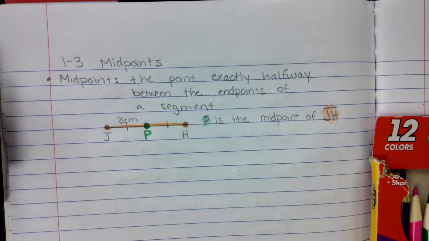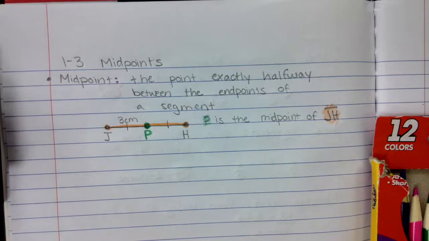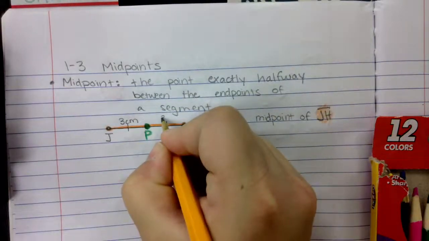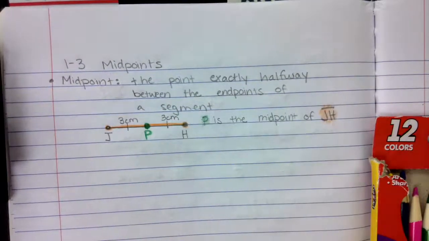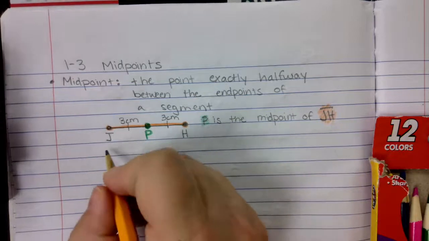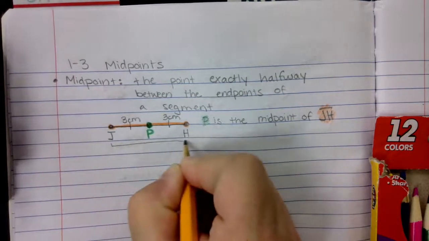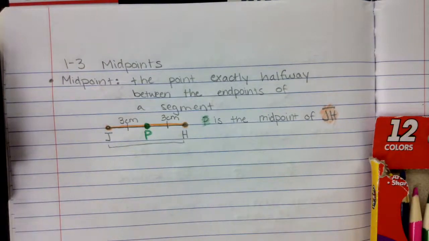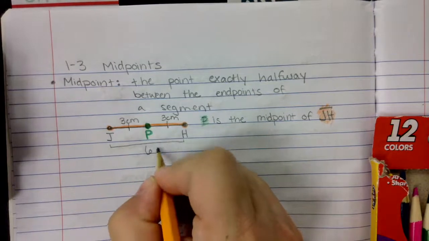what was that word that meant this tick mark, that they were the same? Congruent. JP is congruent to segment PH. Let's write that word congruent there. And remember, congruent means that they are the same, which means that they are equal.